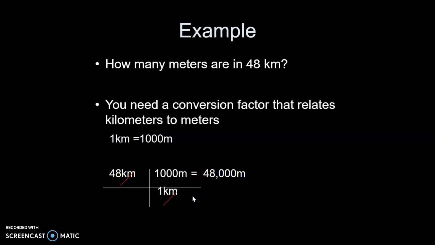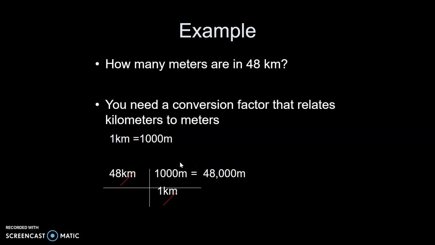Now, we have to figure out what our conversion factor is. So we've got our 1 on the bottom, and we're going to put the 1 with the kilometer because the kilometer is larger. So 1 kilometer, and then we need to put the 1,000 with the meters because that's our conversion factor. So for every 1 kilometer, there are 1,000 meters, okay?